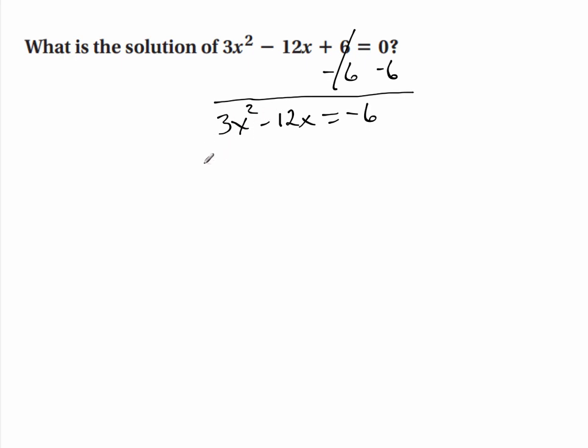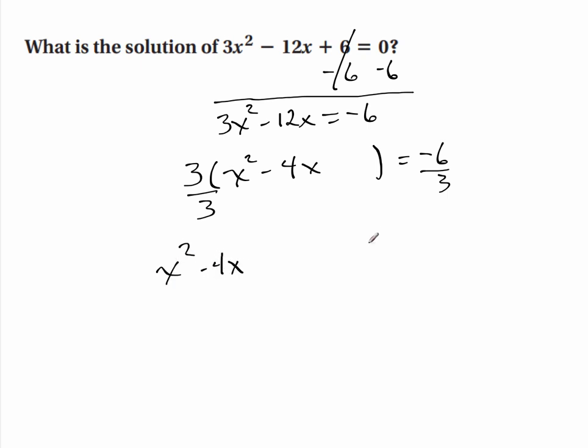Now the coefficient of x squared is not 1, so I need to factor that 3 out. So this is going to be x squared minus 4x is equal to negative 6. And now I'm going to divide both sides through by 3. So I have x squared minus 4x is equal to negative 2.